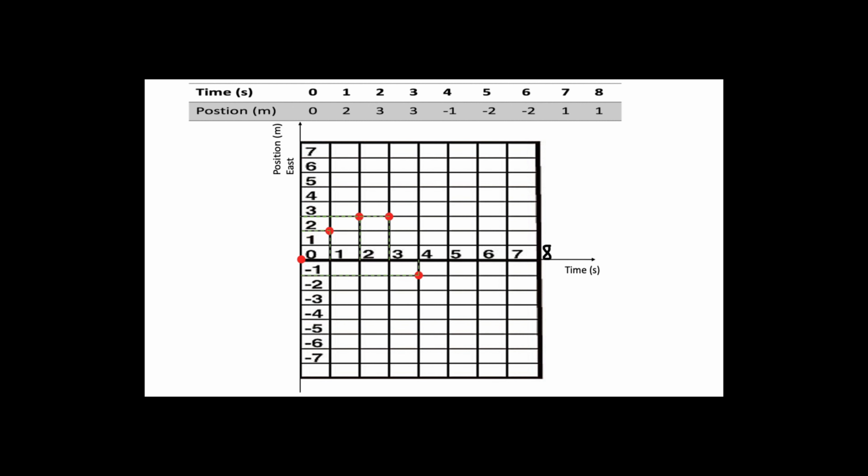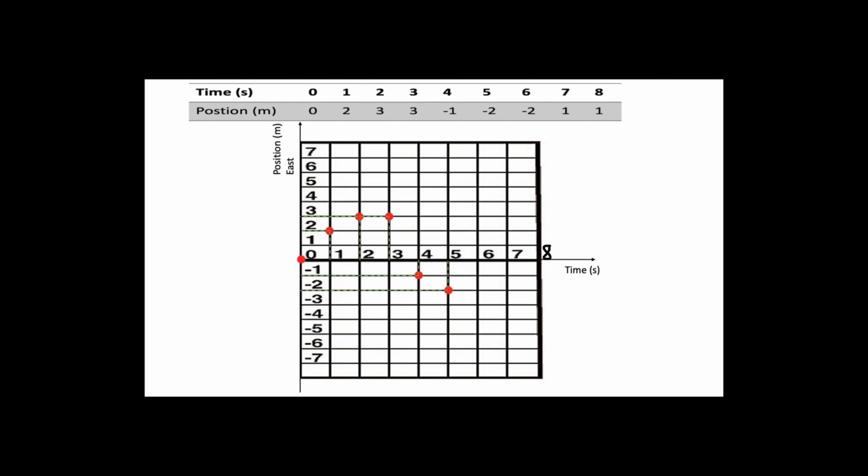At 5 seconds, the position is -2 meters. This is 5 seconds. We draw down to -2, and then we draw to the -2 on the position axis. The point should be this intersection point.